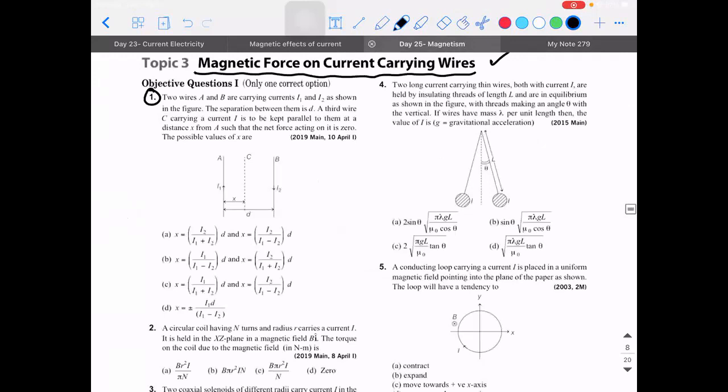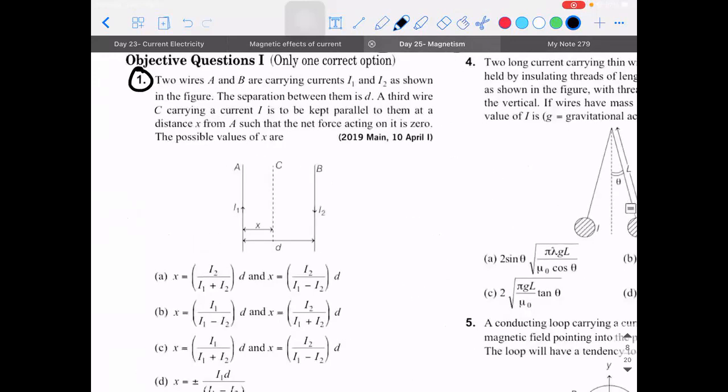So you have the sheet, right? Yesterday I shared it in the group. So there are two wires A and B which are carrying currents I1 and I2 as shown in the figure. The separation between them is D. A third wire C carrying a current I is kept parallel to them at a distance x from A, such that the net force acting on it is 0. The possible values of x are.